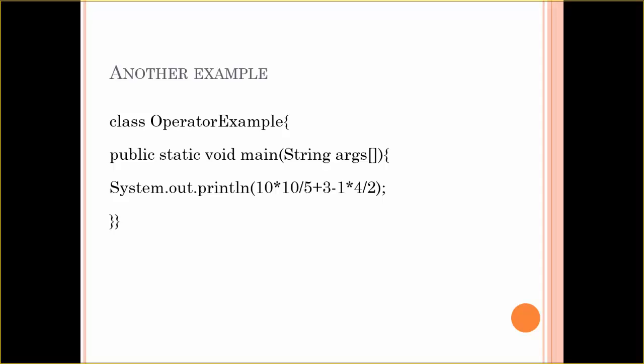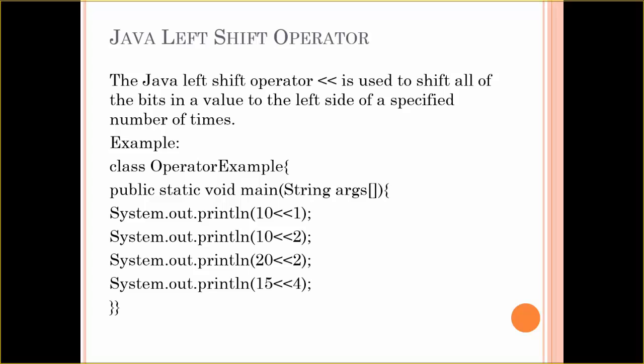Now after unary and arithmetic, we're going to discuss the shift operator. There are 2 types of shift operator: one is left shift and the other is right shift. At first we're going to discuss the left shift operator. The Java left shift operator is used to shift all of the bits in the value to the left side a specified number of times.